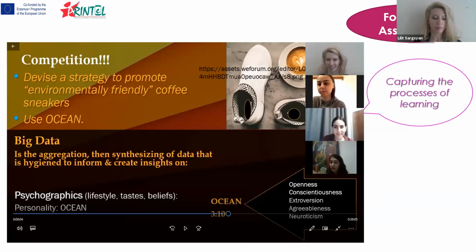Here, they find themselves exposed to multi-level activities pertaining to the implementation of psychographics in the marketing of coffee-made sneakers. The process of fishbowl activity gives us the chance to assess their communicative skills, problem-solving abilities, and critical thinking.